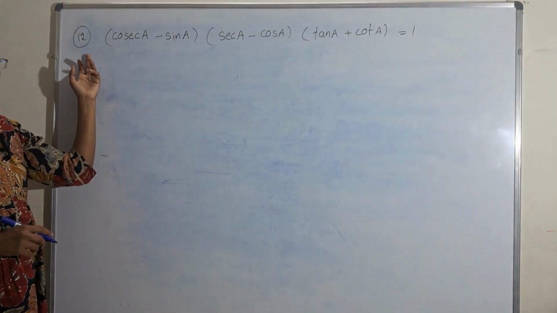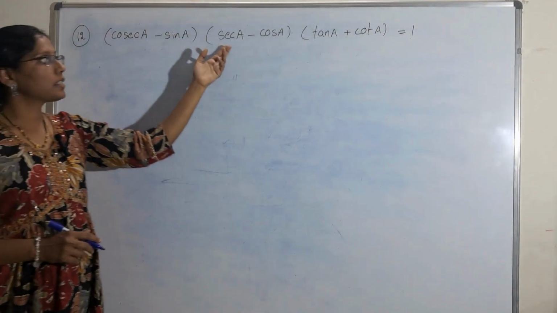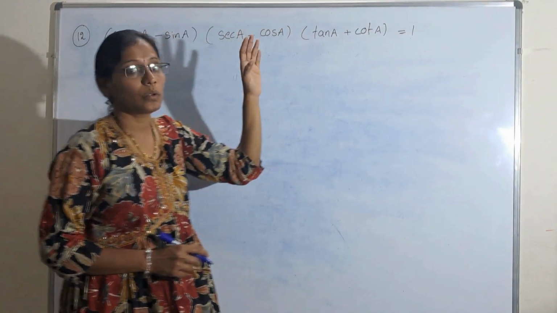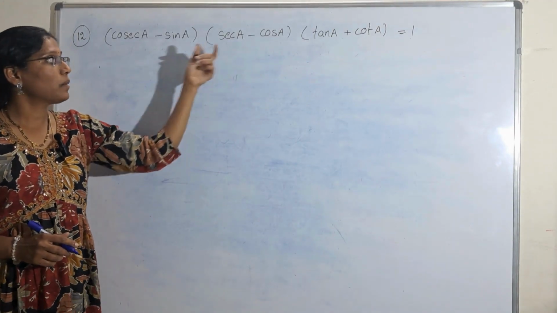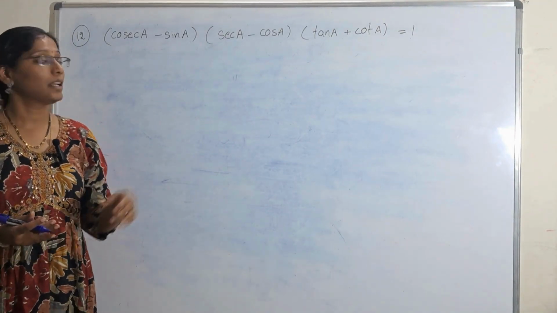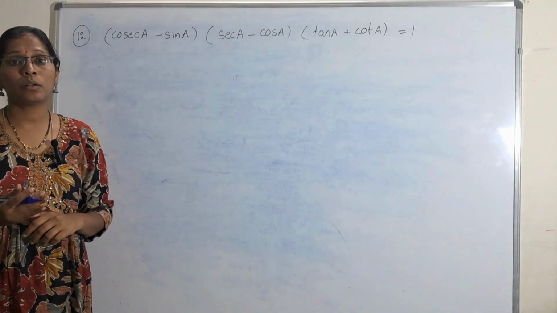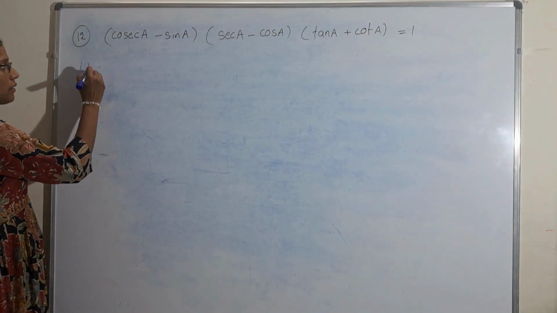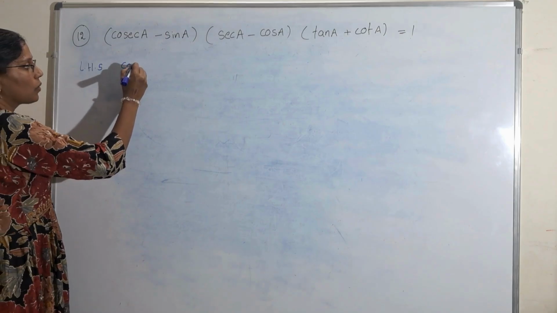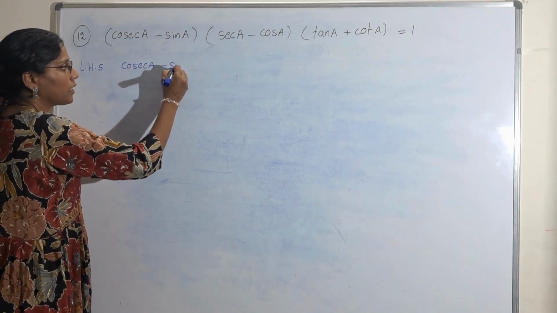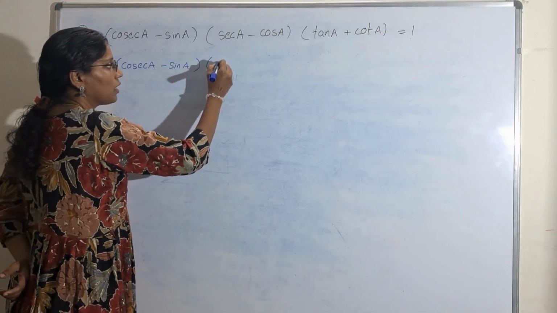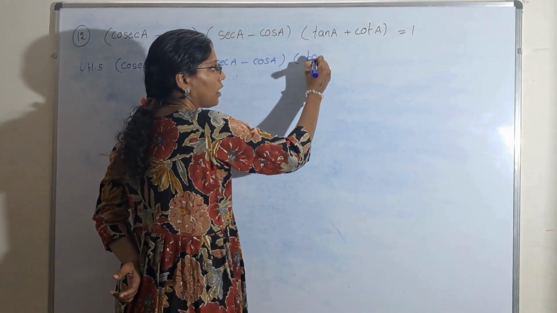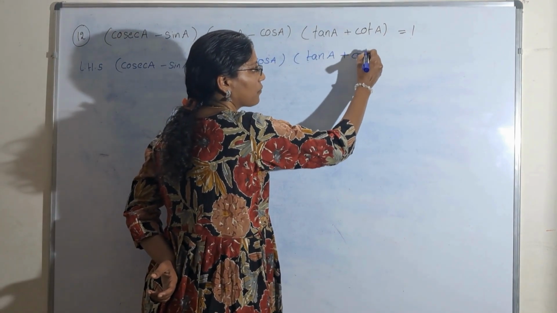Next problem is the 12th one. (cosec A − sin A)(sec A − cos A)(tan A + cot A). Final answer is 1, we have to prove. So for this type of problem, whatever possibilities are there, all of them we have to write. Suppose here cosec A, in terms of sin or cos, that we have to write. LHS: (cosec A − sin A)(sec A − cos A)(tan A + cot A).